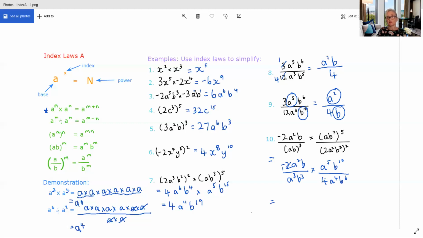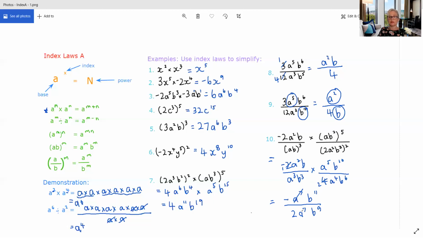Well, the 2 will cancel with the 4. And we've got negative a squared by a to the 5th is a to the 7th. B to the 1 by b to the 10 is b to the 11th. Over 2. A cubed by a to the 4th is a to the 7th. B cubed by b to the 6th is b to the 9th.